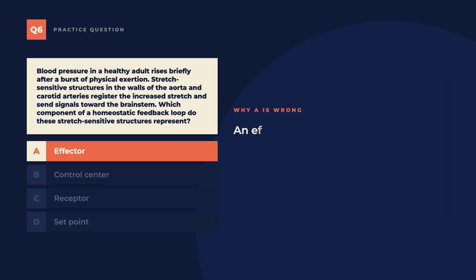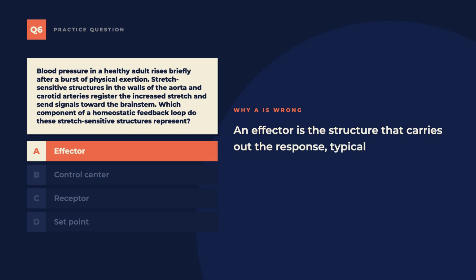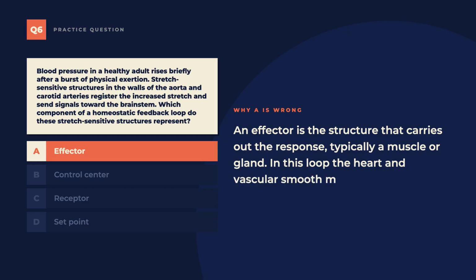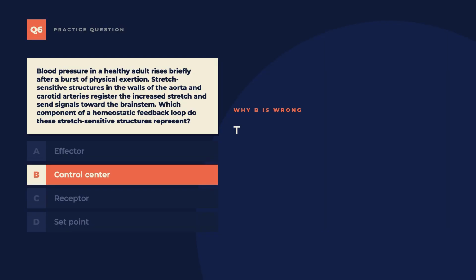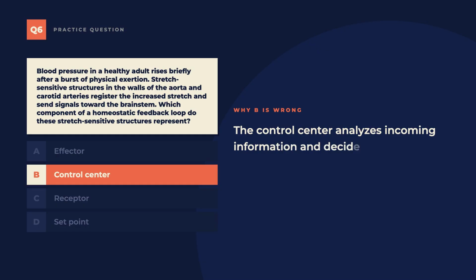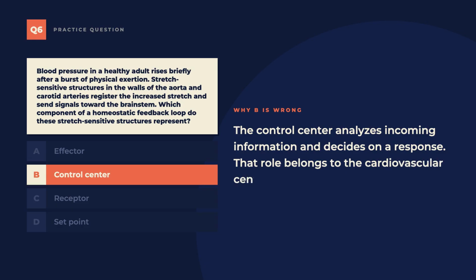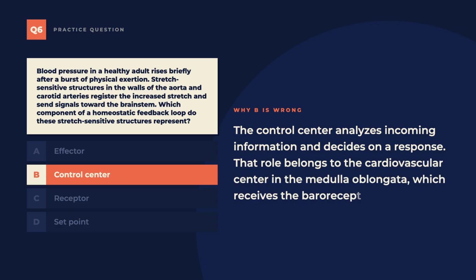A is wrong because an effector is the structure that carries out the response, typically a muscle or gland. In this loop, the heart and vascular smooth muscles serve that role, not the stretch sensors. B is wrong because the control center analyzes incoming information and decides on a response. That role belongs to the cardiovascular center in the medulla oblongata, which receives the baroreceptor signal.